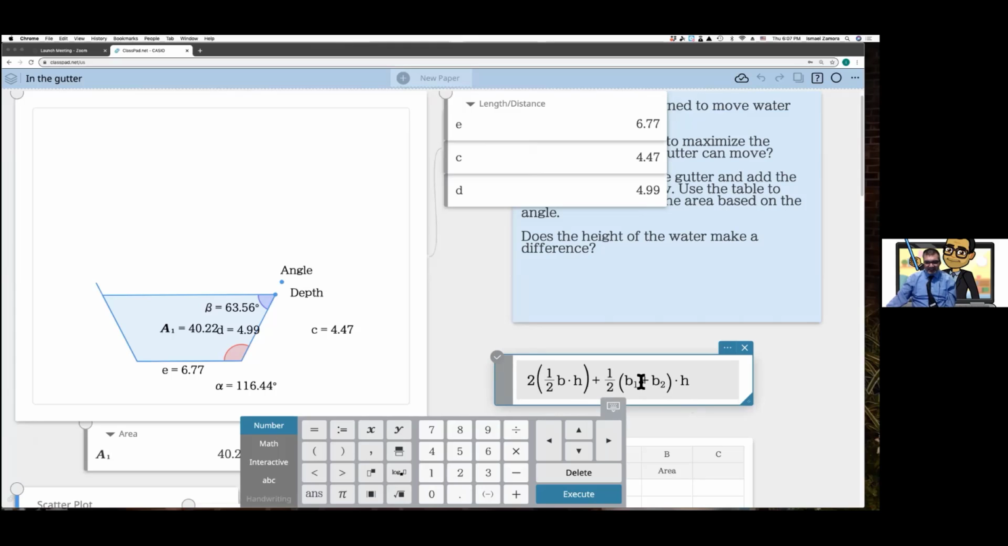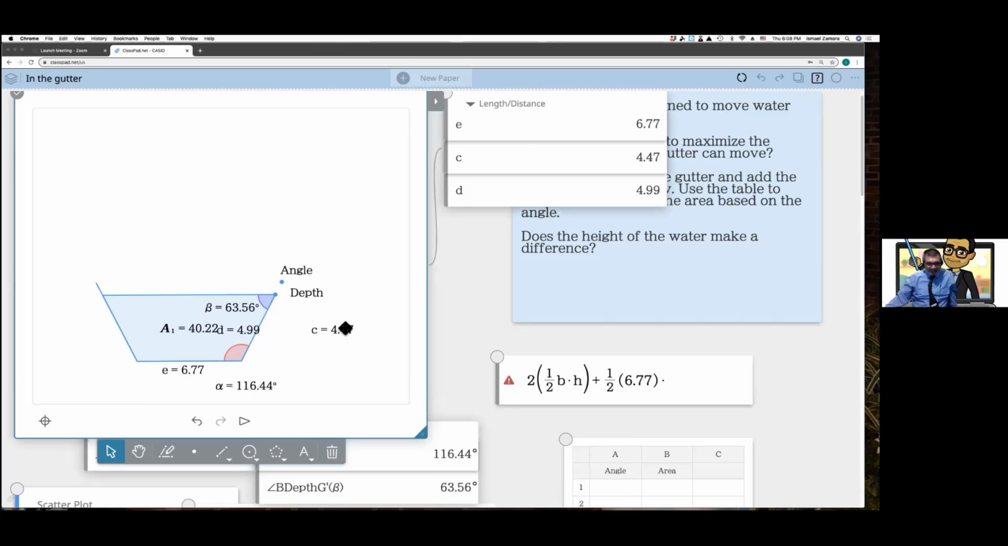So now I'm going to replace things I know. I know base 1 is 6.77. Oh, but wait, it's not a trapezoid. That's a rectangle. So I don't need base 2. I know the height is a function of a sine or a cosine.